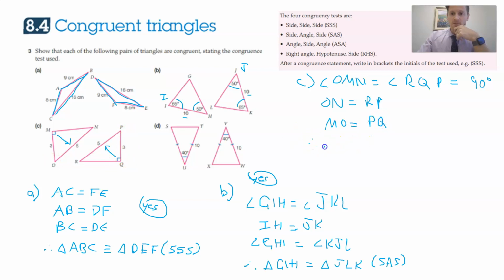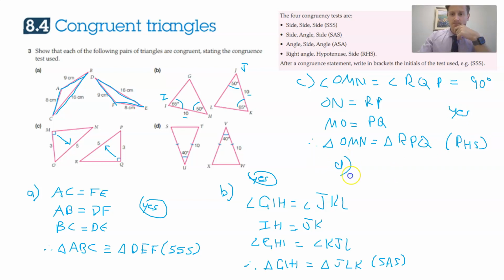And we go, therefore, triangle OMN equals triangle RPQ, and the proof is RHS. Okay, so that's another yes from us.